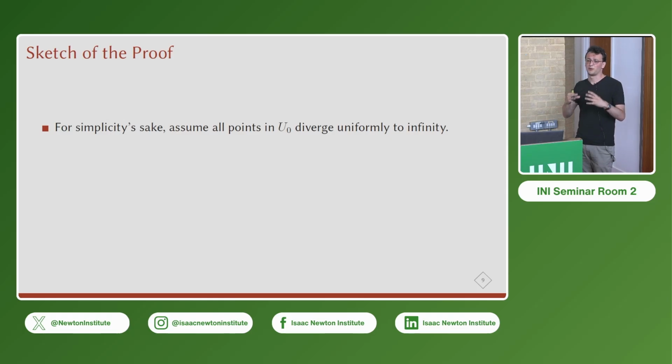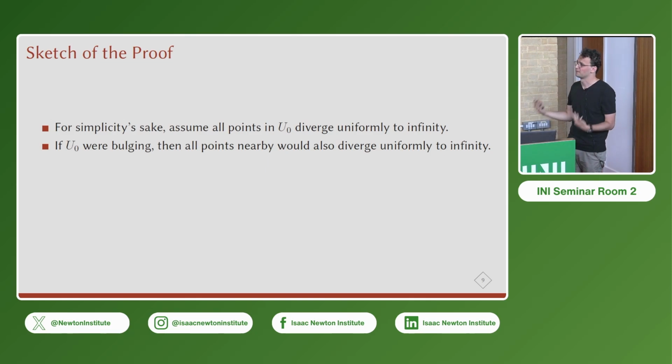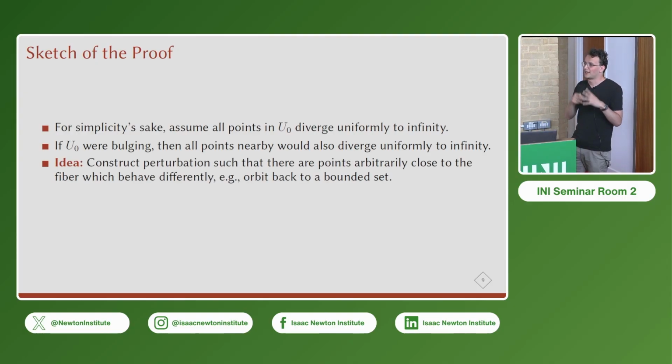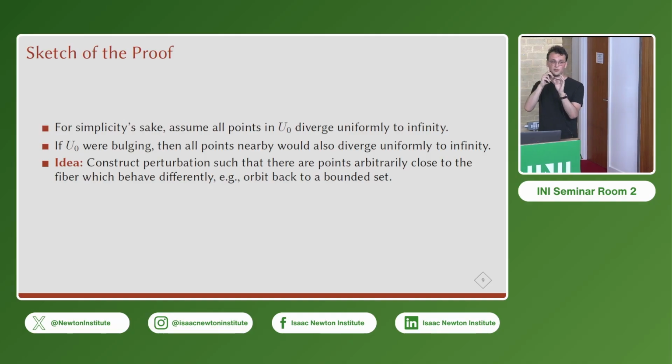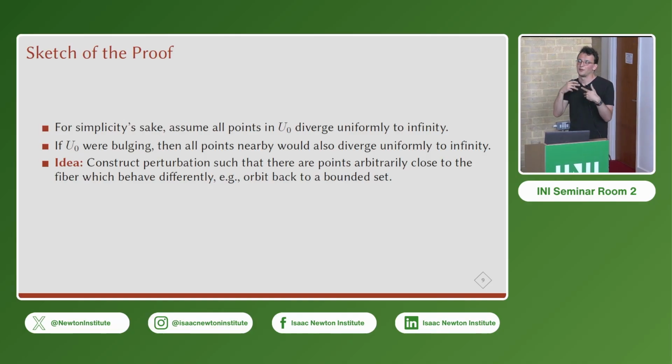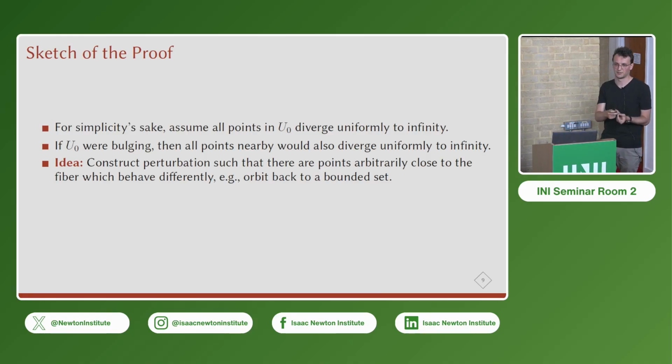And now we want to construct a perturbation to get non-bulging behavior. Well, how do we do this? If we have bulging behavior, then we have normality in the neighborhood. So if everything on the fiber goes uniformly to infinity, then we know that everything in the neighborhood of those Fatou components on the fiber goes uniformly to infinity. So if it were bulging, everything nearby would also go to infinity. And we want to prevent that. So to get non-bulging behavior, we need to have a perturbation. And we need points arbitrarily close to our Fatou component on the fiber, so that we don't go uniformly to infinity. Well, not going uniformly to infinity just means we go back to some bounded set.